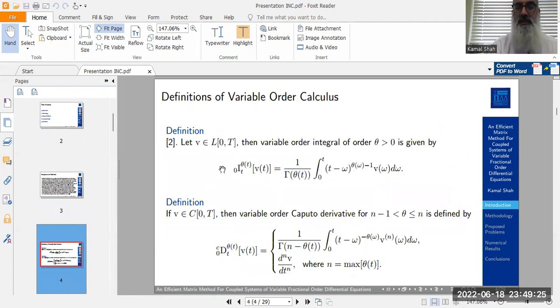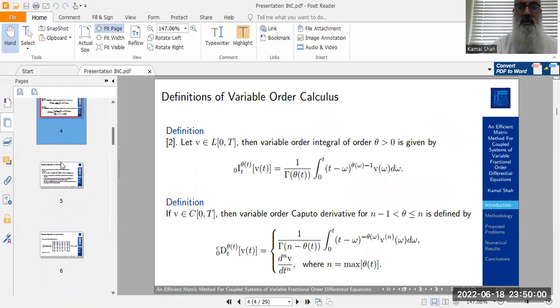The definition of variable order integration and differentiation is given as follows. Let v be an integrable function, then the variable order integral for order theta, which is a continuous function of t, is defined by this integral, provided that the integral on the right exists. Similarly, if a function is continuous, then the variable order Caputo derivative, where the order theta satisfies n minus 1 less than theta less than or equal to n, is defined as follows, where n is equal to the maximum value of theta of t.